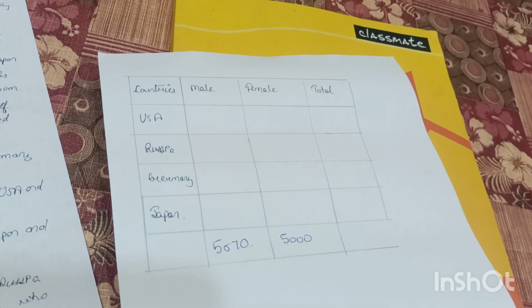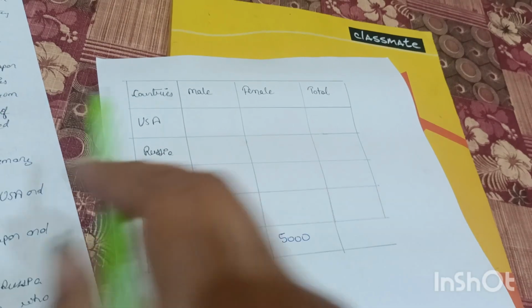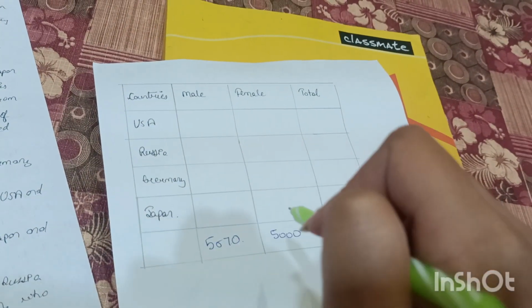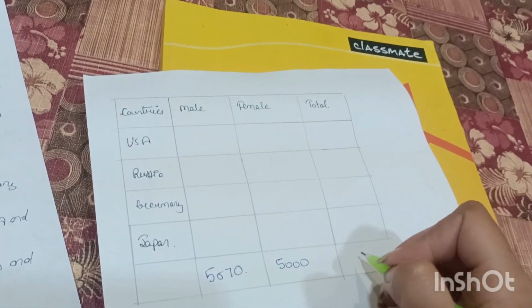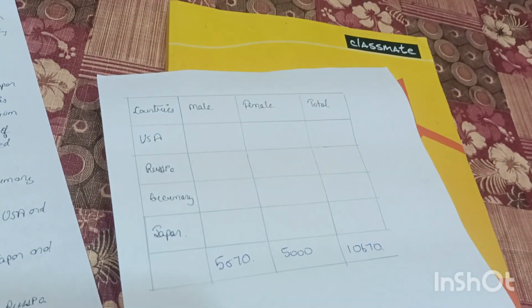So you all should be very careful, because in most of the questions it's given like male and female, but in this question it's given like female and male. So be very careful while solving it. So if we say total, it will become this. Okay, so now let us solve.